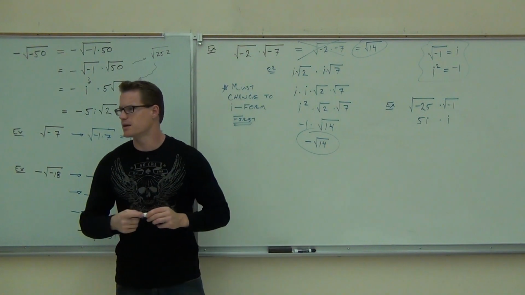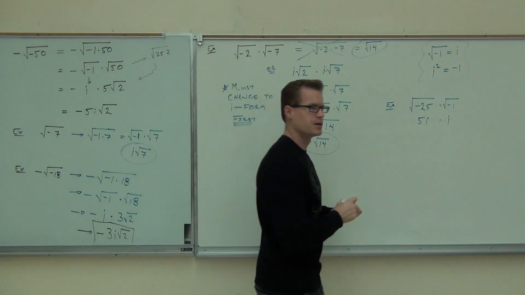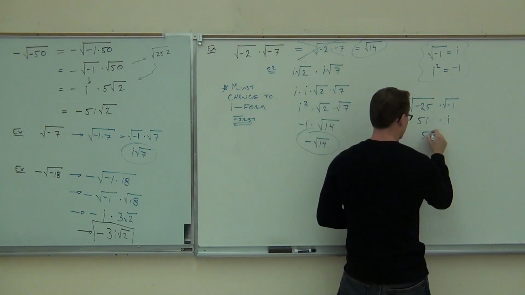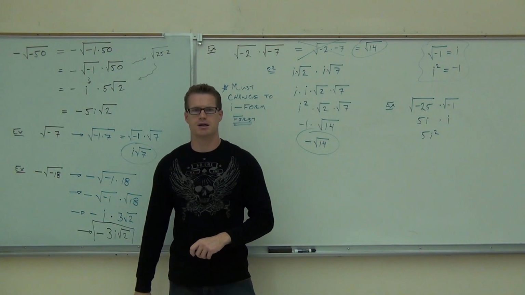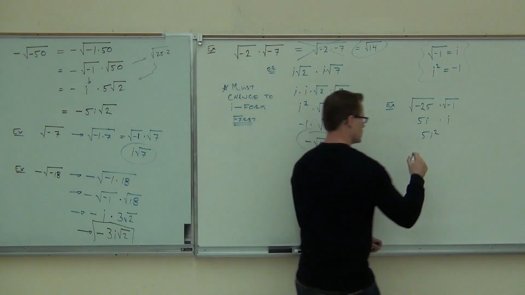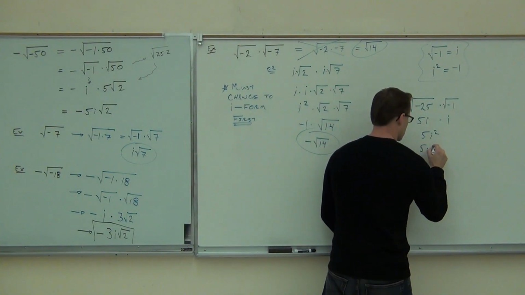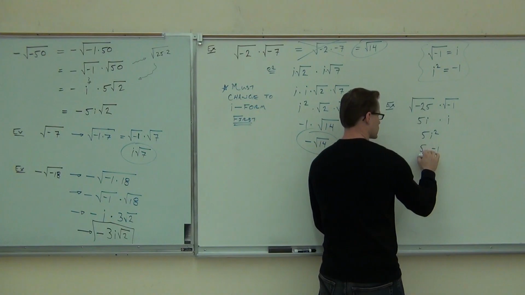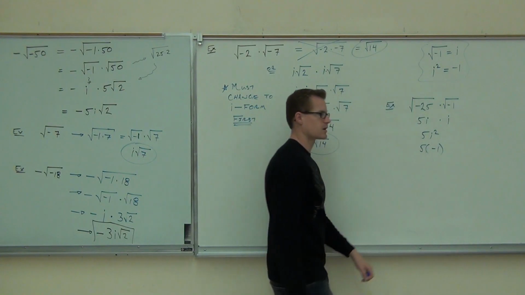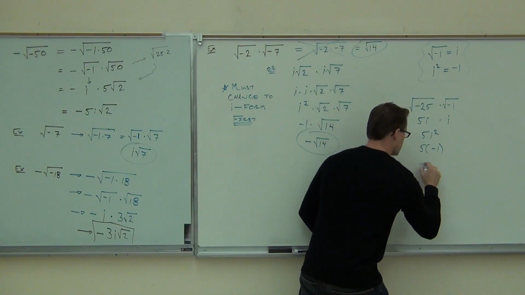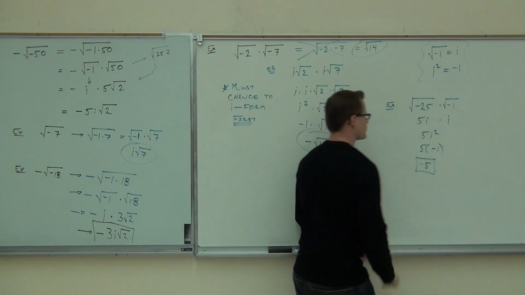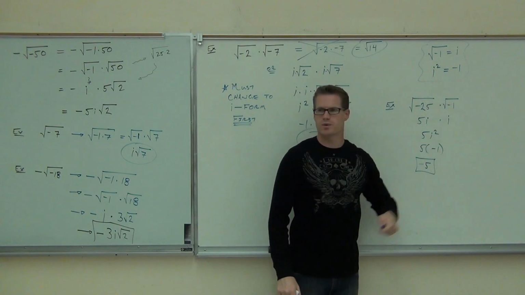5i times i. How much is 5i times i? 5i squared. Okay, so 5i squared. How much is i squared, everybody? Negative 1. Good. I could actually write it as 5 times negative 1 if you'd like. i squared is negative 1. That's going to be negative 5. This answer is negative 5. We had to write negative 5 in there.